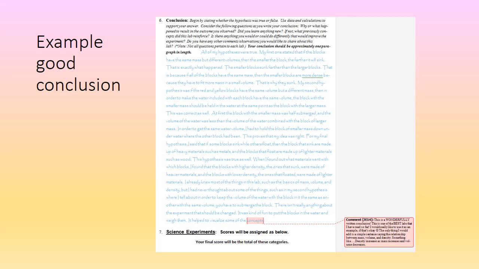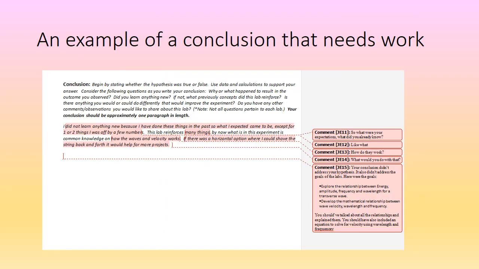So make sure before you are done with your conclusion, you scroll back up to those goals and make sure you've explained in detail the relationships that are there. And then here's an example of a conclusion that needs work. It's just these 4 lines. And it says, I did not learn anything new because I have done these things in the past, so what I expected came to be, except for 1 or 2 things I was off by a few numbers.